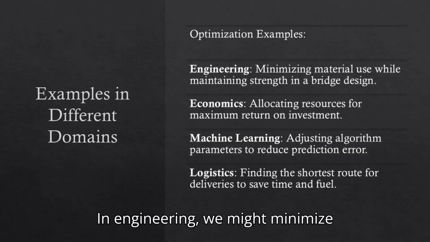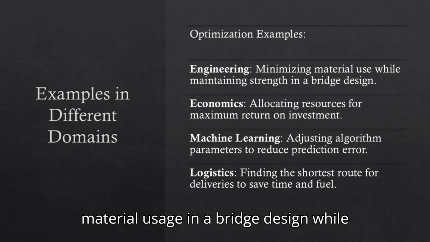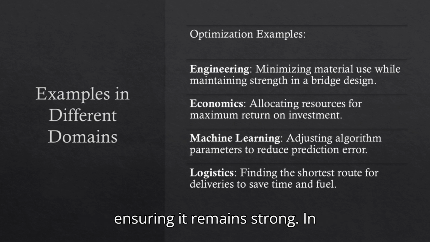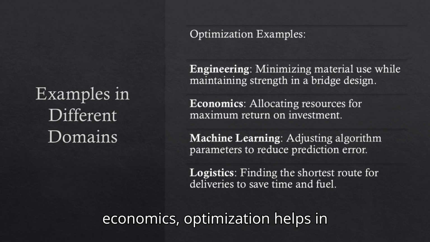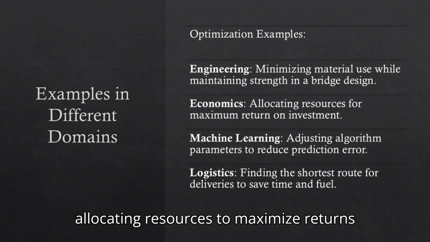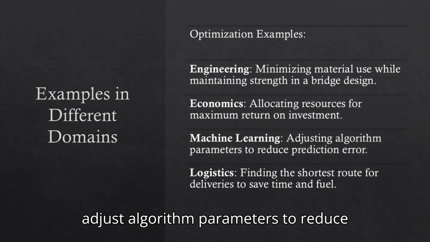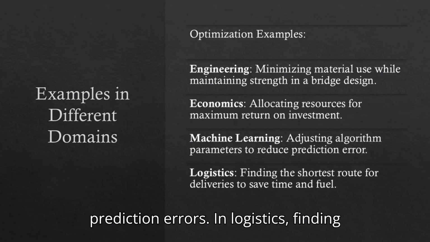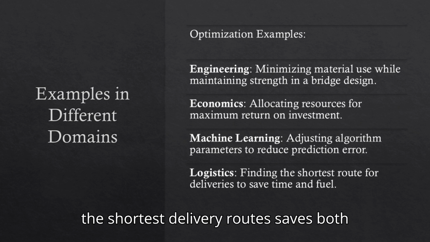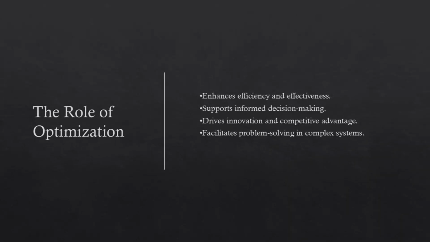Let's look at some real-world examples. In engineering, we might minimize material usage in a bridge design while ensuring it remains strong. In economics, optimization helps in allocating resources to maximize returns on investment. In machine learning, we adjust algorithm parameters to reduce prediction errors. In logistics, finding the shortest delivery routes saves both time and fuel.